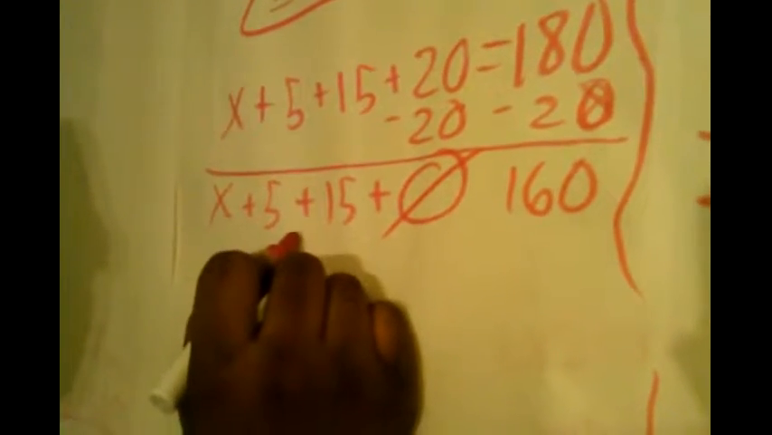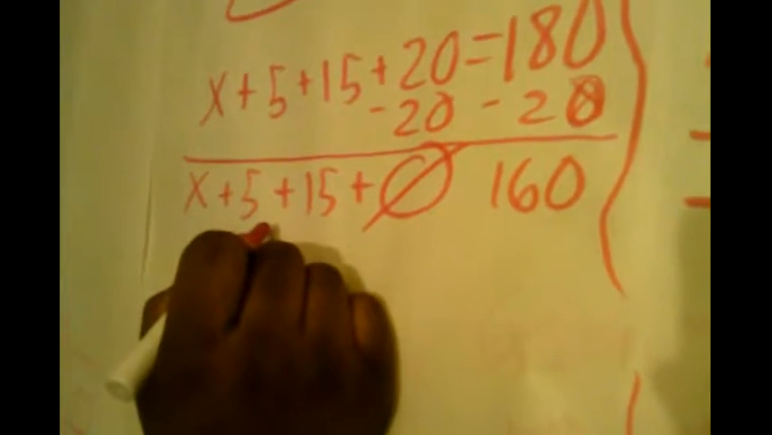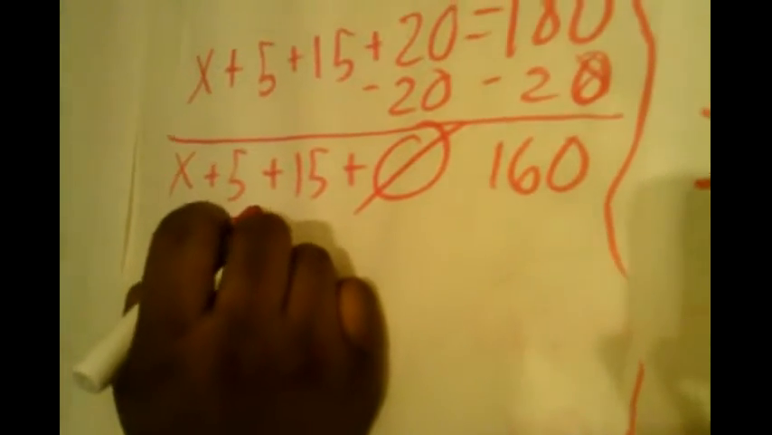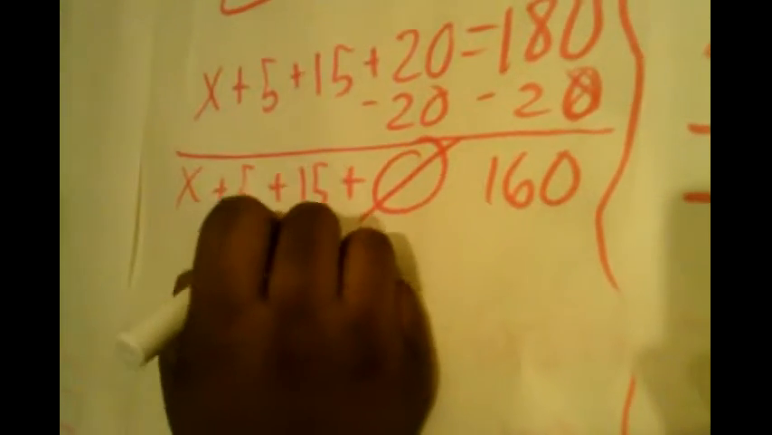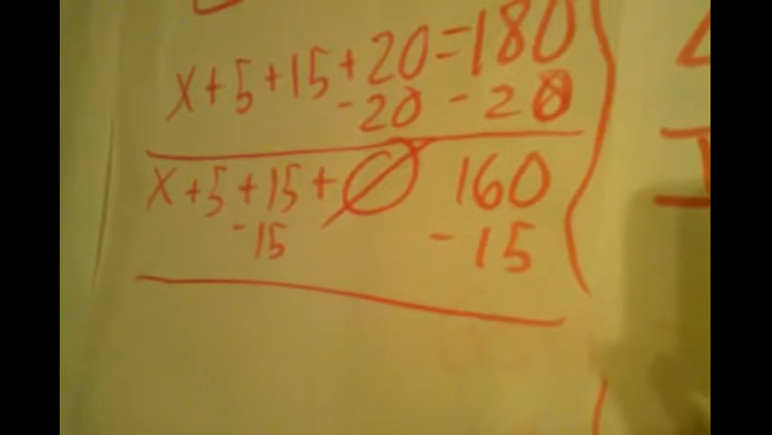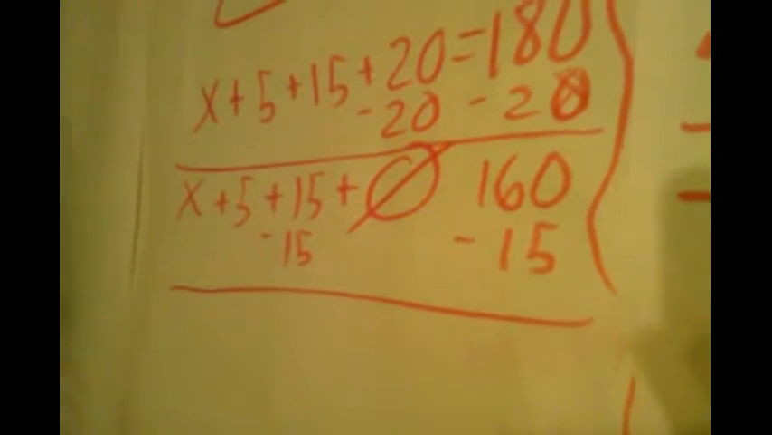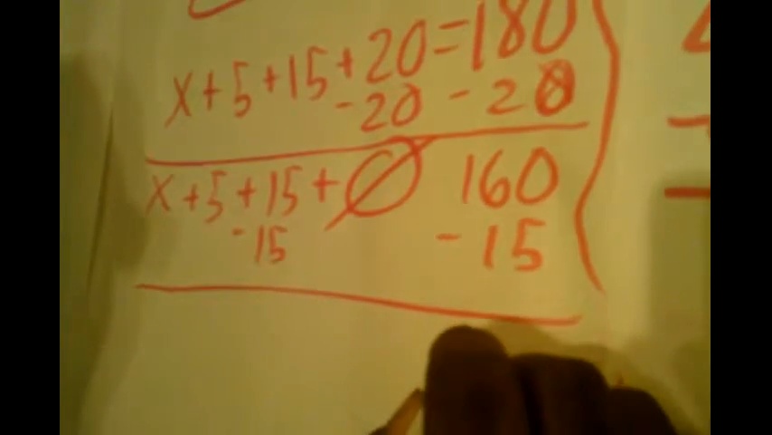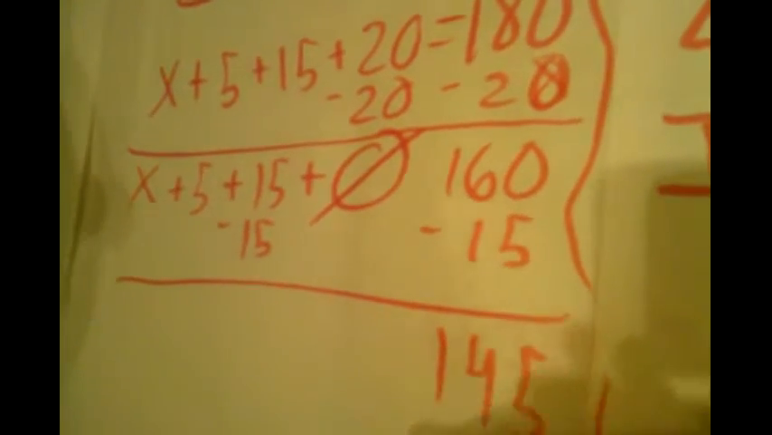So, do it again. What's the opposite of plus 15? Minus 15. Good job. What is 160 minus 15? 145. Good job. So intelligent.